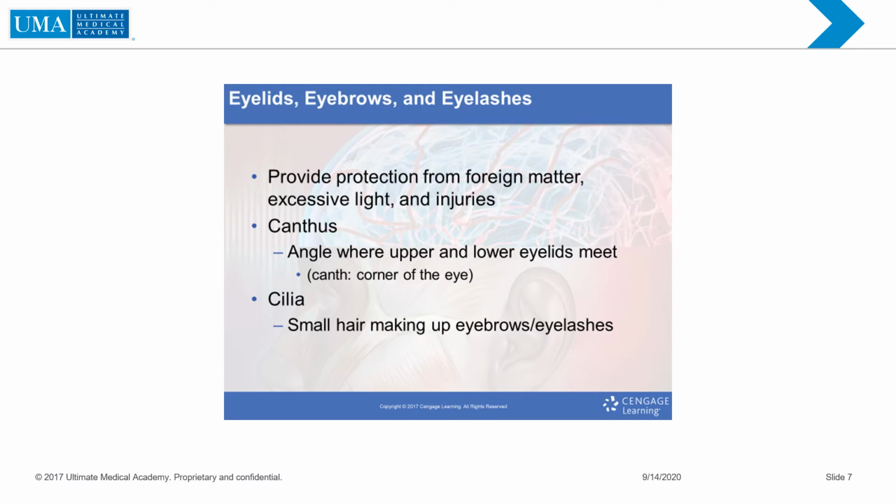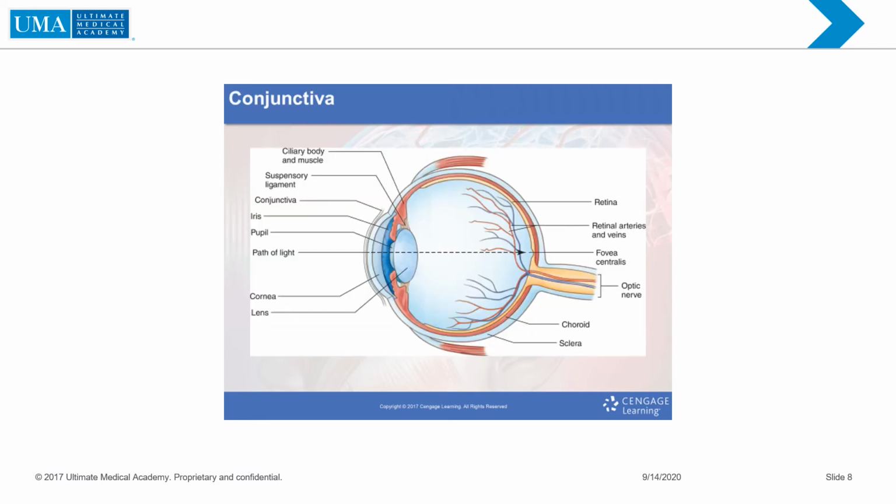And then we have the cilia, and the cilia makes it possible for that movement. These are those small hairs that make up the eyebrows and the eyelashes. The cilia are also present in the nose to prevent foreign matter from being inhaled. In this illustration, we can take a closer look at the conjunctiva. The conjunctiva is that transparent mucous membrane that would line the underside of each eyelid, and it continues to form that protective covering over the exposed surface of the eyeball itself.